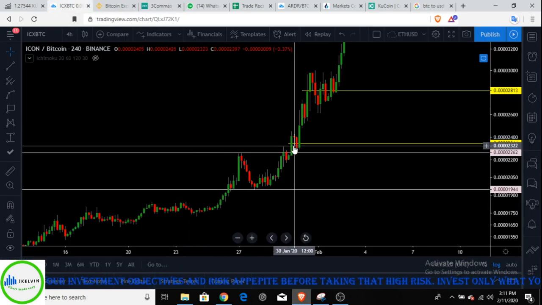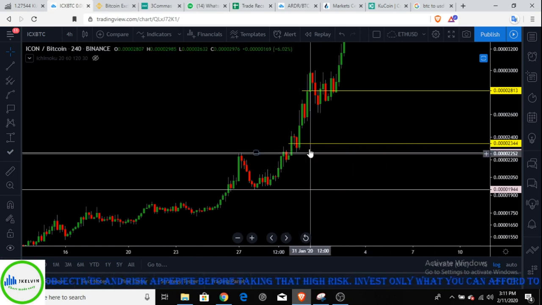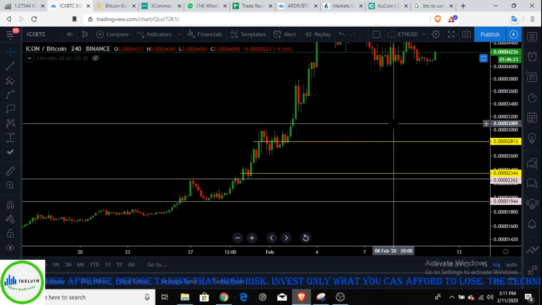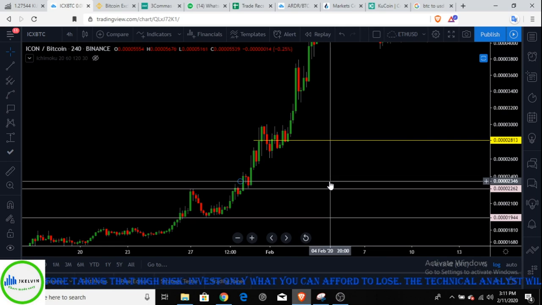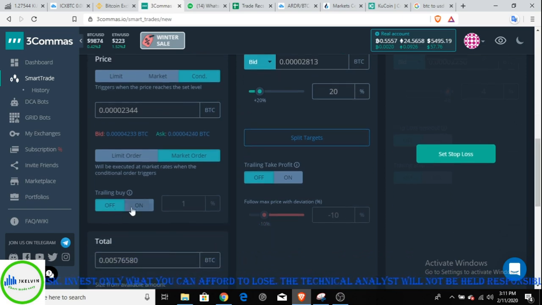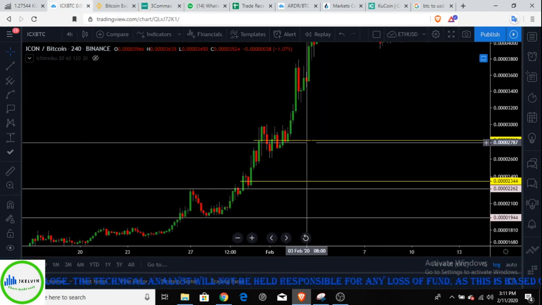So I give you a buy stop around here, the stop loss is around this bottom, and a target of 20%. What are you going to do not to miss this whole 200%? Simple is simple. Now after you've placed your buy stop around here, which is your buy stop conditional, you place your order here, use the market order, pick the percentage, and you don't need to click on the trailing buy. So the next one is to click on the take profit, which is the 20%, which is around 2813 here.